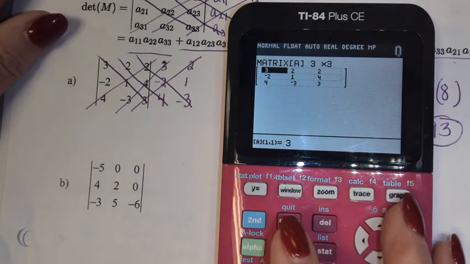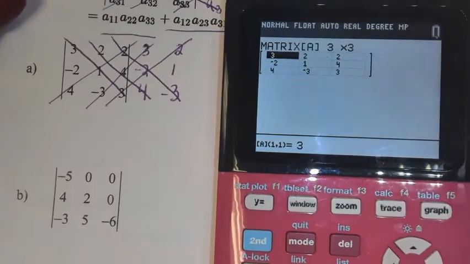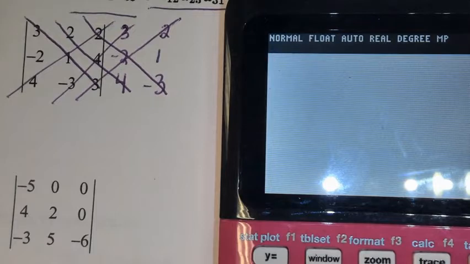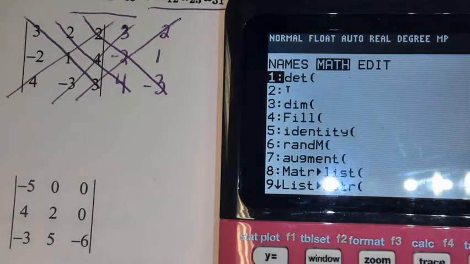All right, now we have to quit. We're not going to delete. We're just going to quit. So we go to second mode to get out of there. Just double checking it first. Okay, so we quit. Now we're going to go back to matrix, and we have to go over to math.